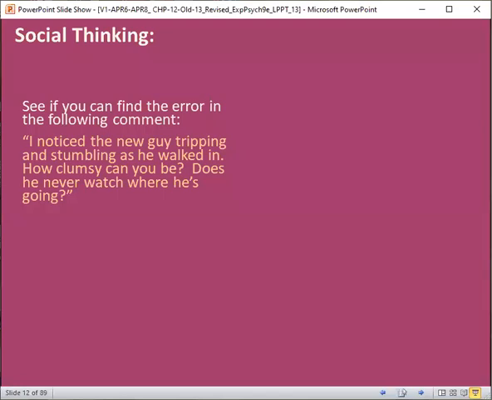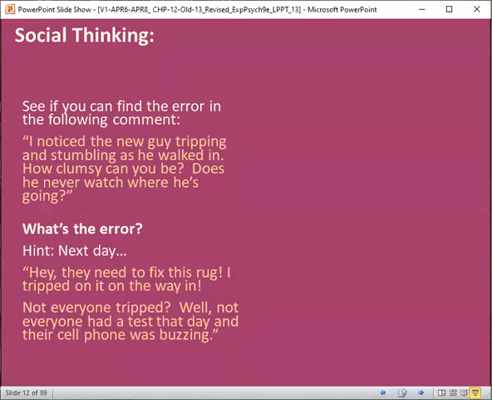See if you can find the error in the following comment here. I noticed a new guy tripping and stumbling as he walked in. How clumsy could he be? Does he never watch where he's going? You can see from these statements that the person has already chosen a dispositional attribution for this person's behavior. So what is the error? The next day, hey, they need to fix this rug. I tripped on it on the way in.